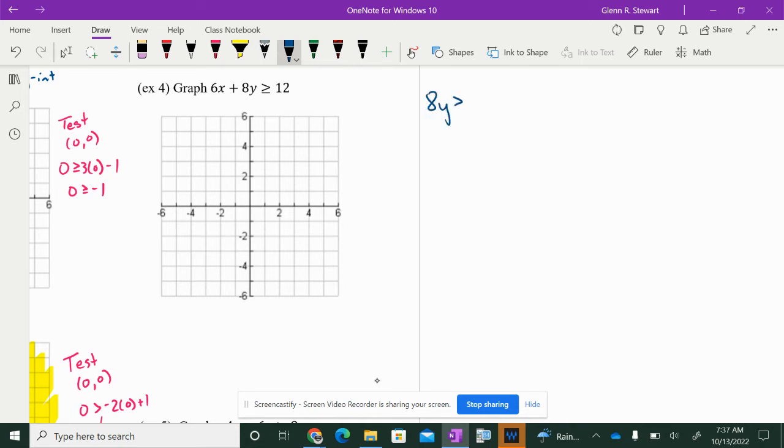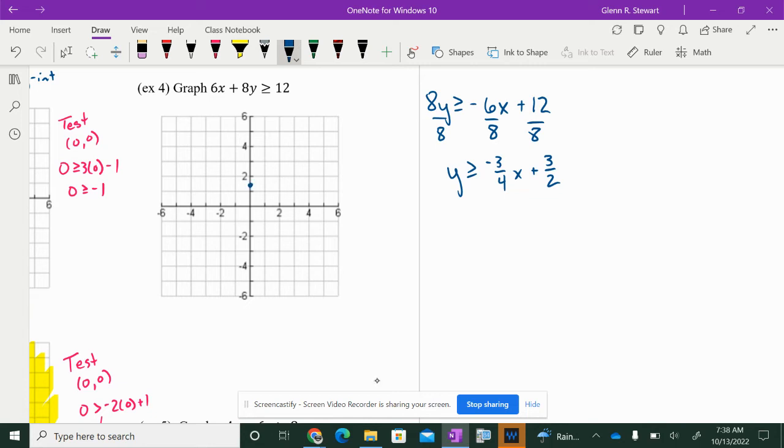So 8y is greater than or equal to negative 6x plus 12. Divide everything by 8. Y is greater than or equal to negative 3/4 x plus 3/2. And now I'm going to eyeball where about 3/2 is, so 1.5.